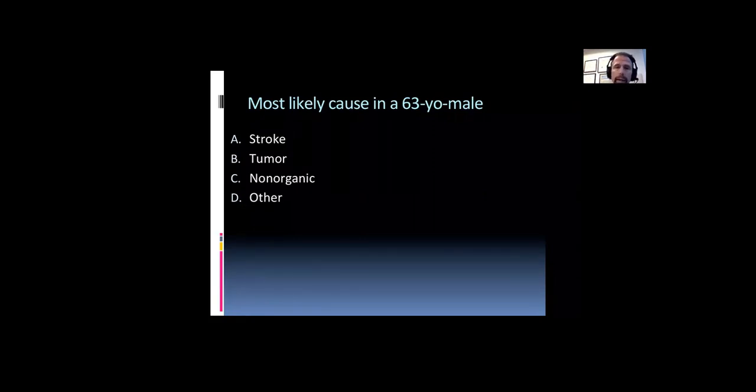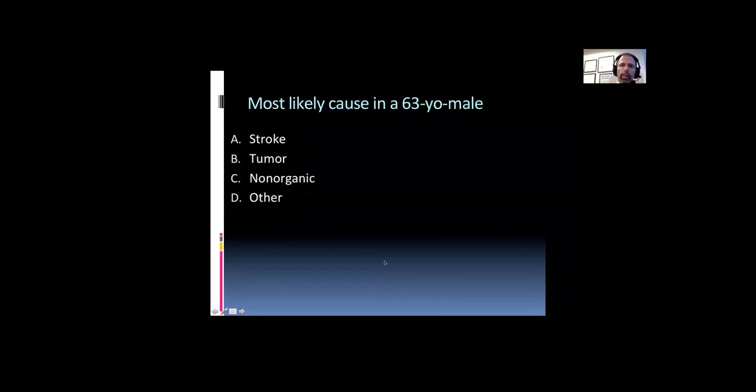So the choices I listed here are stroke, tumor, non-organic. Non-organic is a term that means the person's faking or is malingering, or has some other reason to not have a true visual field defect. All right, a lot of people have voted, and I'm going to give you 5 more seconds. 5, 4, 3, 2, 1. Let's see what the audience says.